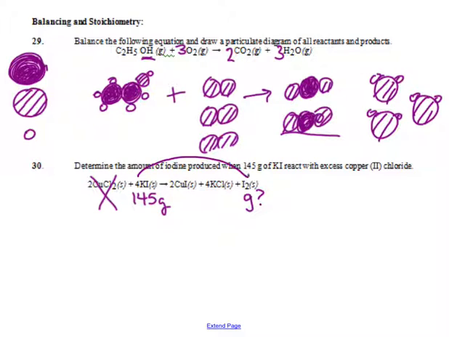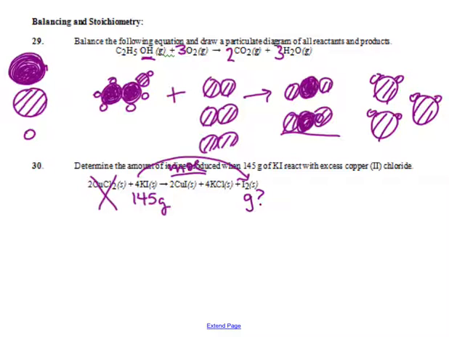I call it the mole bridge. You can mole bridge anywhere because all of this is based on the ratio. There's 2 of these to 4 of those to 2 of those to 4 of those to 1 of those. We can go from reactant to product. We can go from reactant to reactant. We can go from product to reactant. Doesn't matter as long as we use the mole ratios. So I call this the mole bridge because what do you have to be to get on the mole bridge? You have to be in moles.